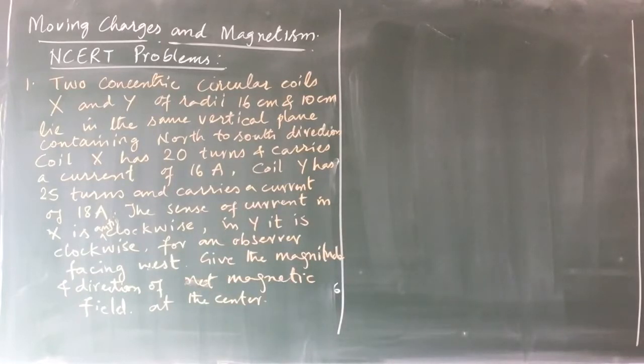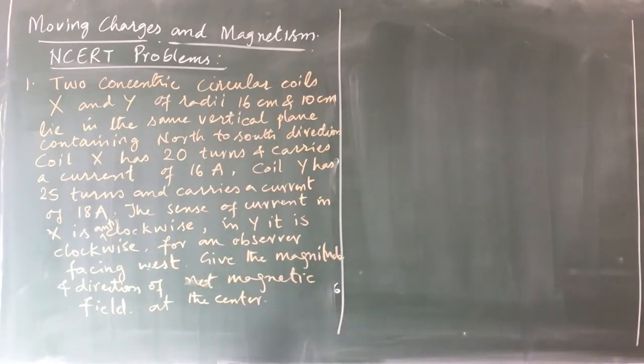Two concentric circular coils X and Y of radii 16 cm and 10 cm lie in the same vertical plane containing north to south direction. The coil X has 20 turns and carries a current of 16 ampere. The coil Y has 25 turns and carries a current of 18 ampere. The sense of current in X is anticlockwise and in Y it is clockwise. For an observer facing west, give the magnitude and direction of net magnetic field at the center.